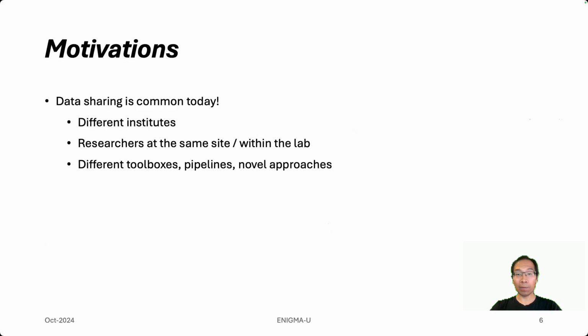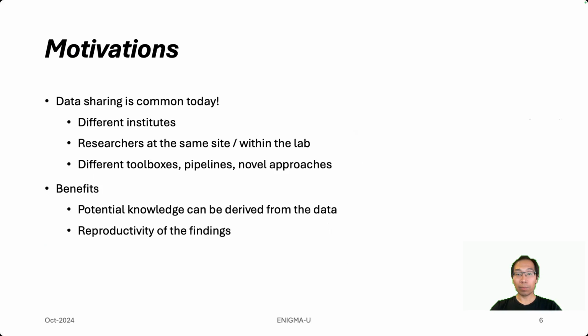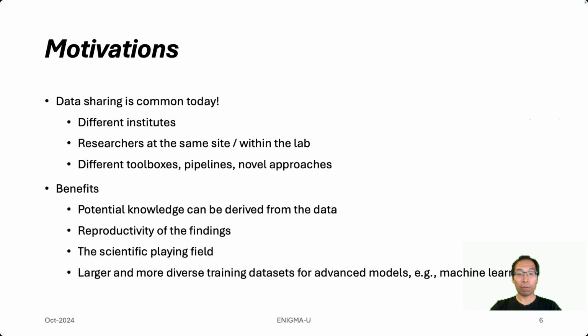The reasons why data sharing is so popular and important include, first, more information or knowledge can be gained from the data. Second, the reproducibility of the findings can be examined. Third, it can create a level scientific playing field, allowing students and researchers who don't have the machines to conduct neuroimaging studies as well. Fourth, we can have larger and more diverse training datasets for advanced data analysis, such as machine learning.